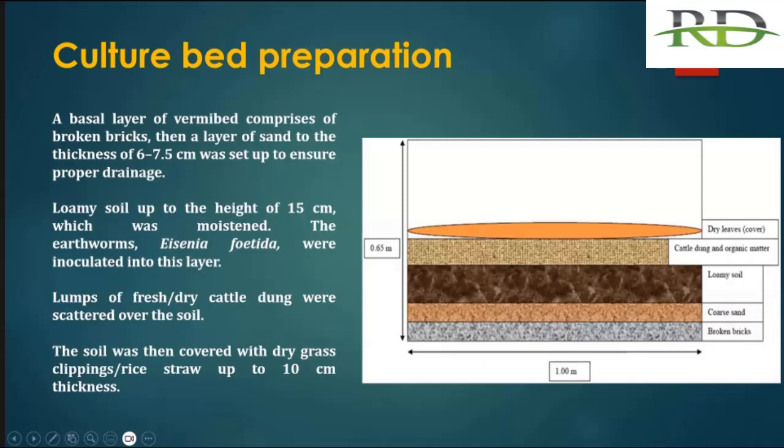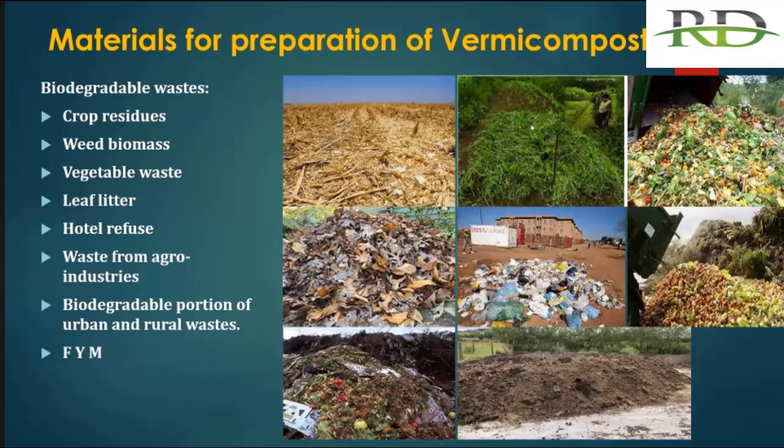Then materials for preparing vermicompost. Mostly we use biodegradable waste. One is crop residue and weed biomass. Then vegetable waste, collected from a vegetable market. Then leaf litter, which we collect where many trees are available. Then hostel refuse.